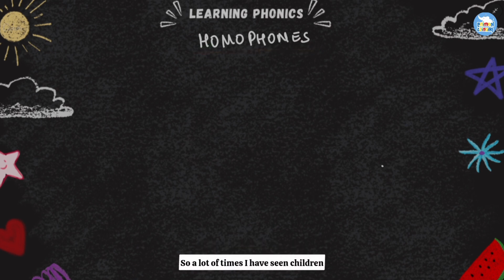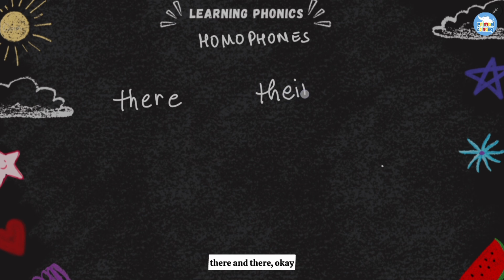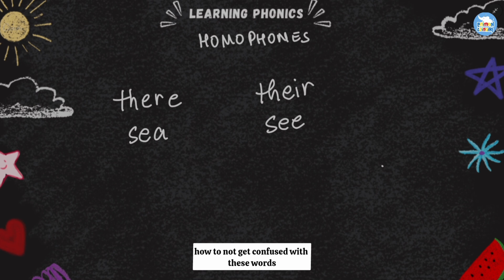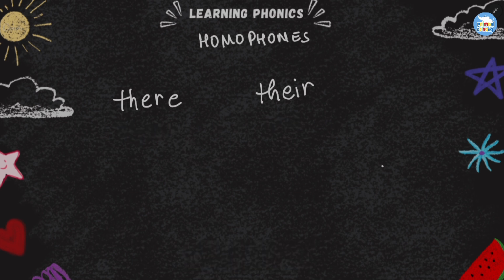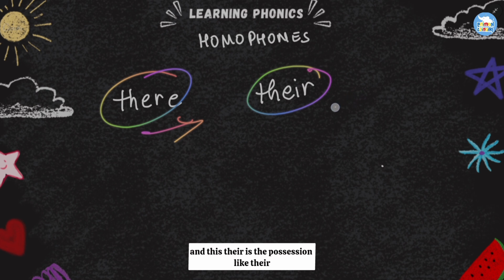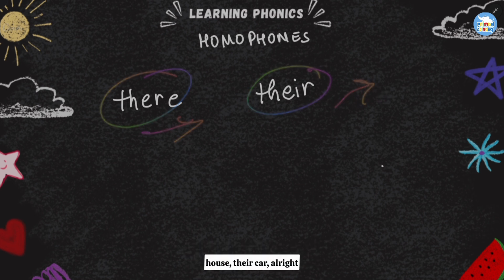In today's episode, we are going to learn homophones. A lot of times I have seen children confused with the words "there" and "their", and "sea" and "see". I have a trick to tell them how to not get confused with these words. Let's get started with the first word, "there" and "their". This "there" is the direction, and this "their" is the possession, like their house, their car.